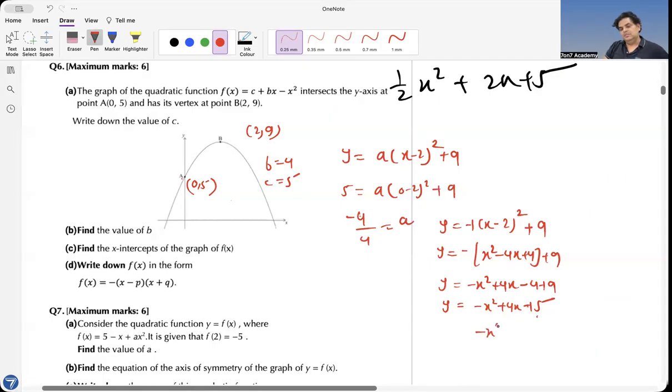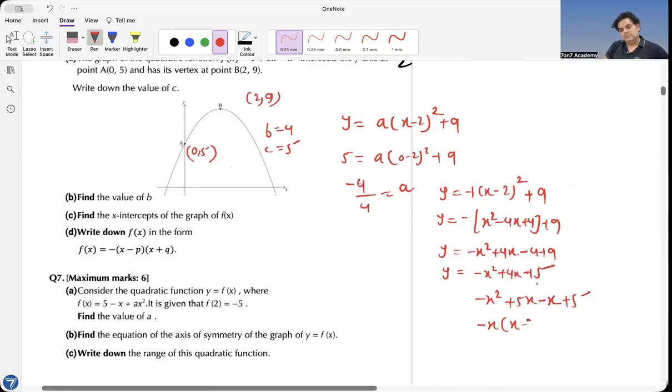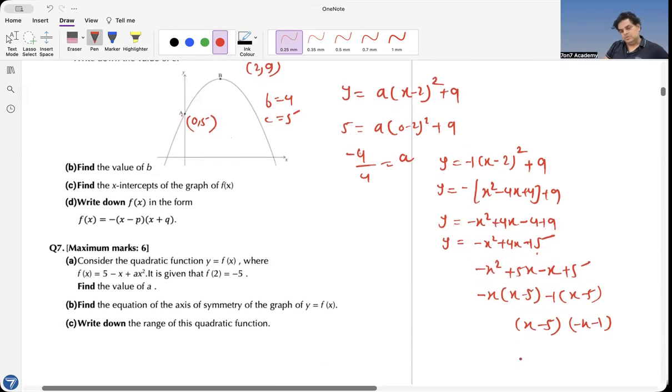Minus x square plus 5x minus x plus 5. So minus x, x minus 5 minus 1, x minus 5. So x minus 5 minus x minus 1. And you have to factor out the minus sign: this minus, so x plus 1, x minus 5. This won't change. You factor out the minus and keep it minus here. So x minus 5, x plus 1. So P and Q is 1.